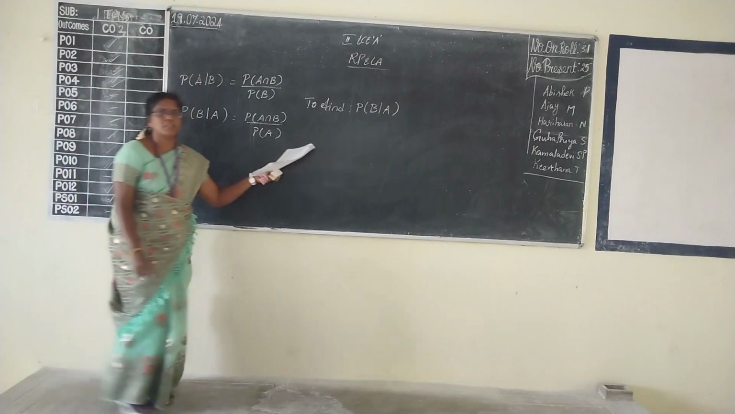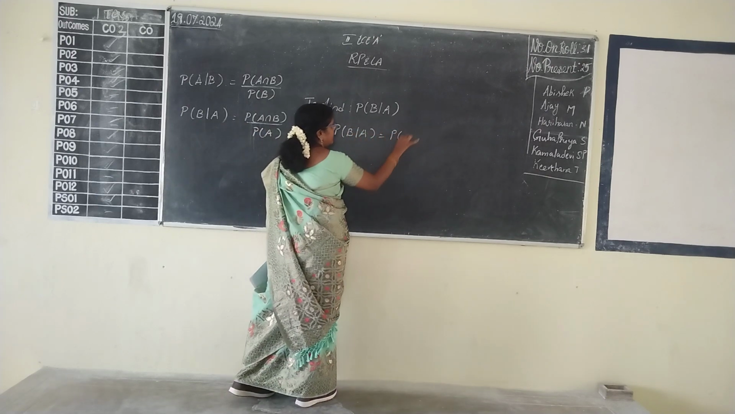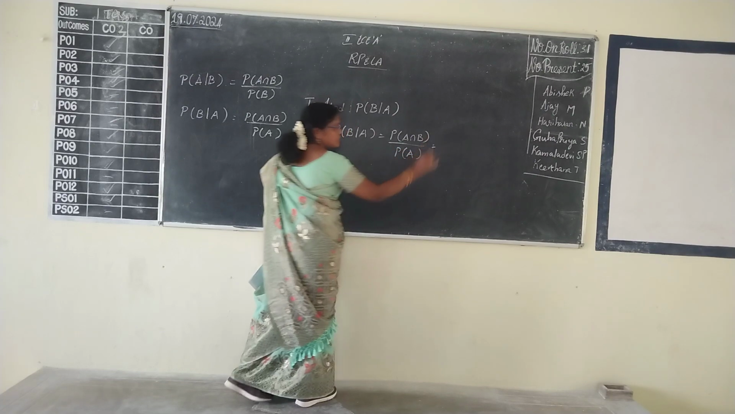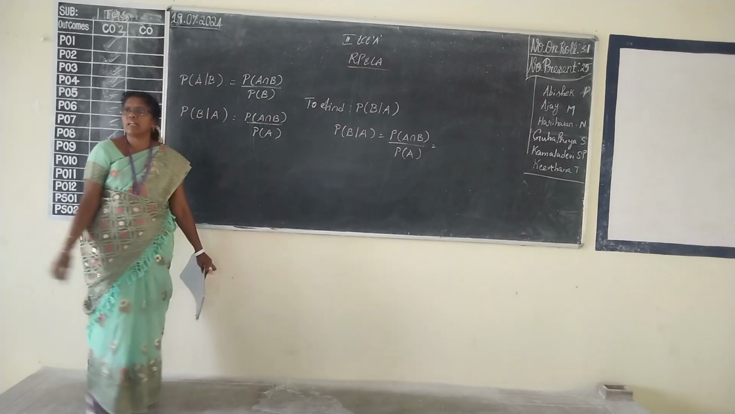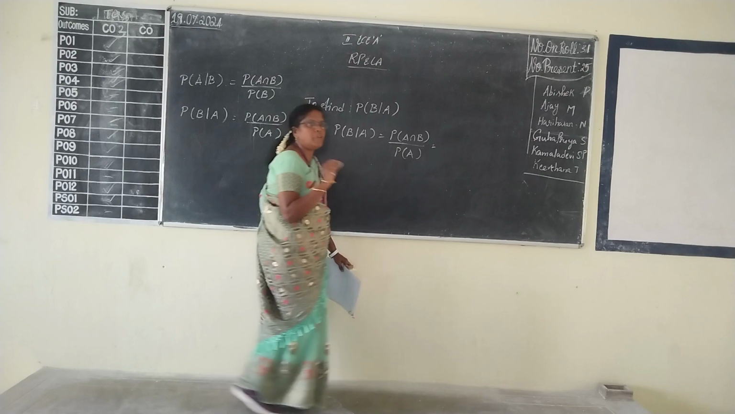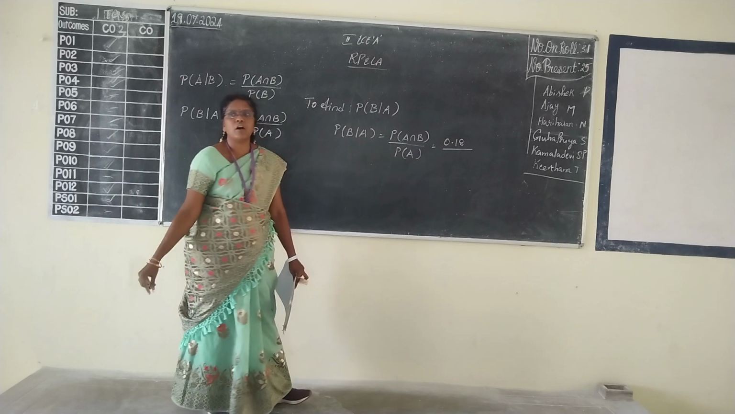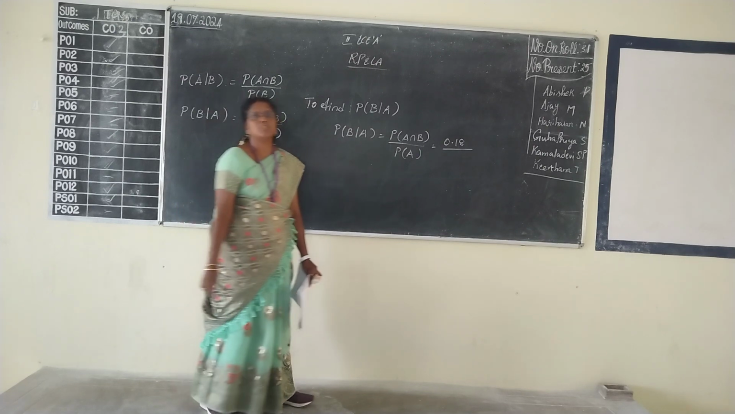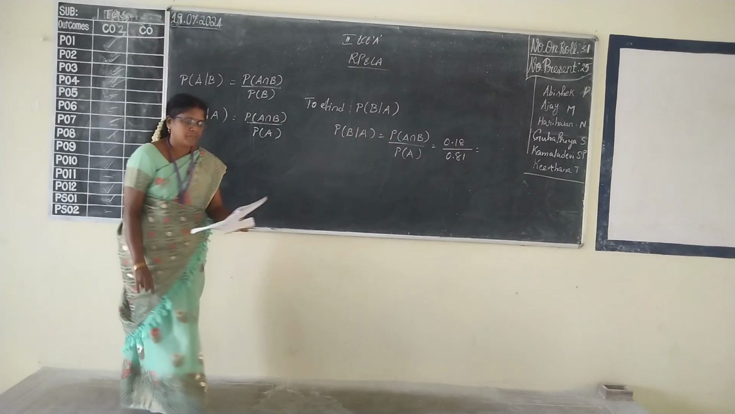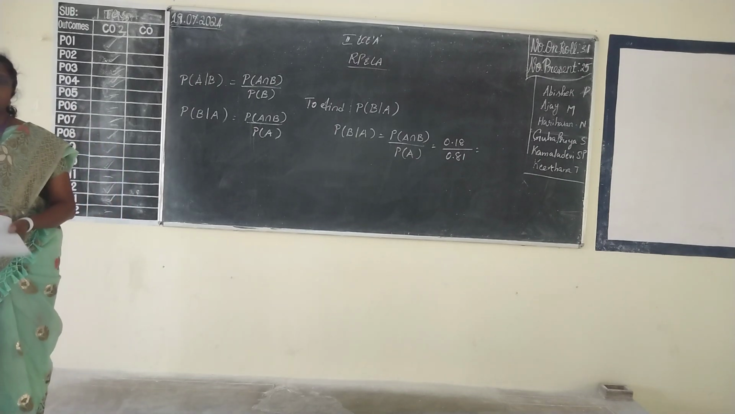Okay, write the formula. What is the formula? P of A intersection B divided by P of A. Do you know these values? What is the value of A intersection B? It is 0.18, because it should have selectivity as well as fidelity. The denominator is for fidelity, what is the value? 0.81. All are given directly, go into finding. Answer? 0.22.